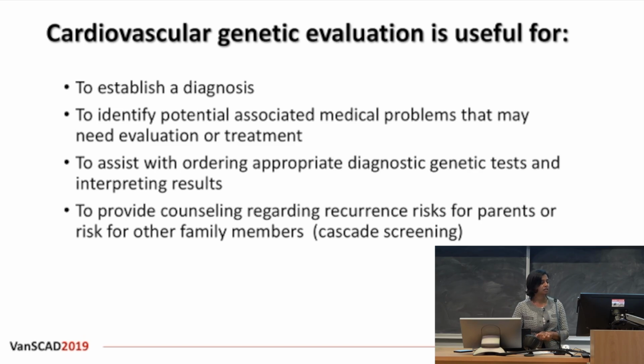And then to provide counseling about recurrence risk for other family members. This is sometimes referred to as cascade screening, where if you find a genetic variant that is pathogenic by all of the criteria, then this becomes a very specific, useful tool to use as a test in family members who may be affected or unaffected.